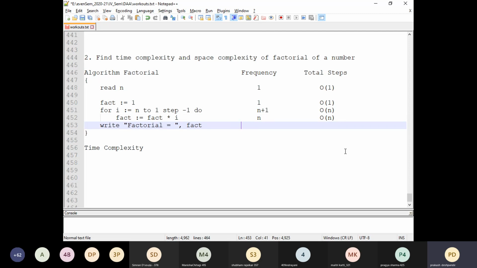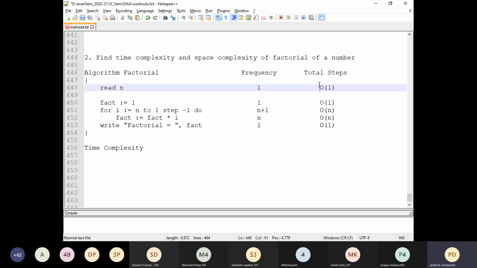Okay. Then the last statement is what? The output operation. This output operation will be executed how many times in this algorithm? One time. One time means it is a constant, so it is big O of 1.